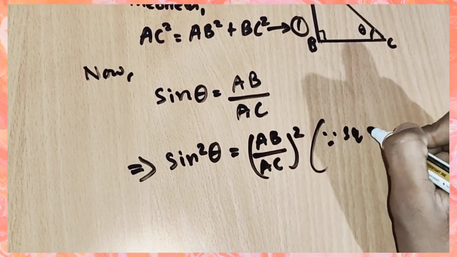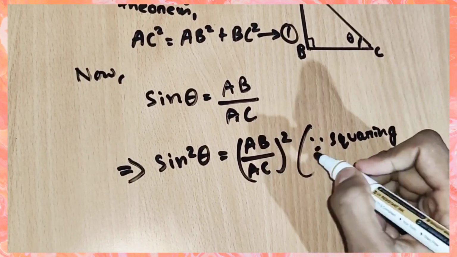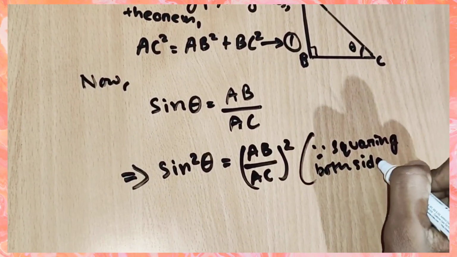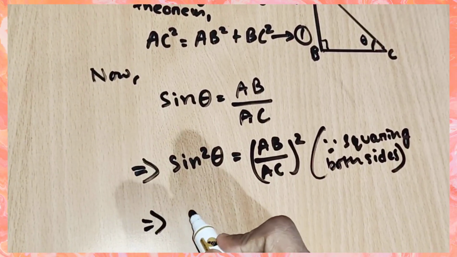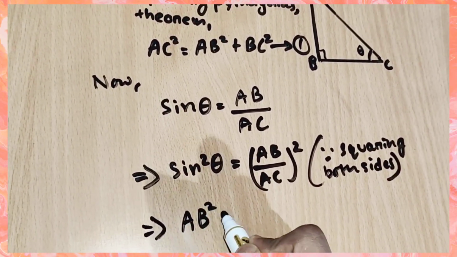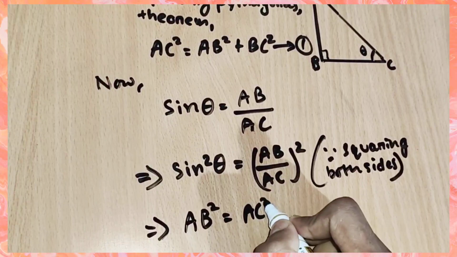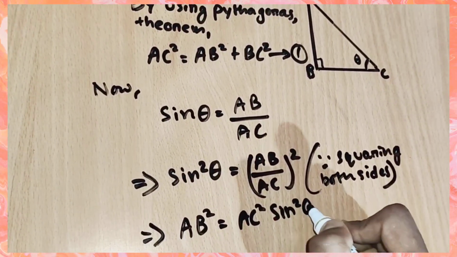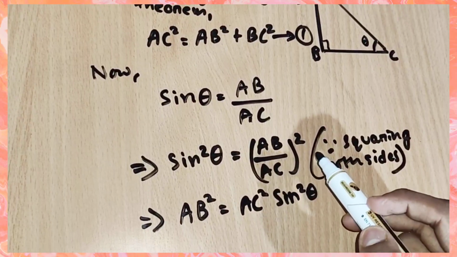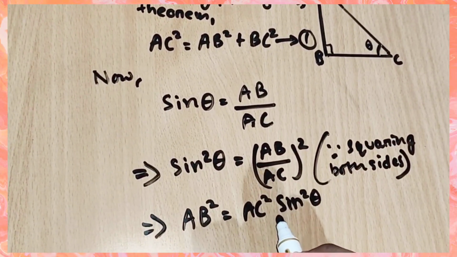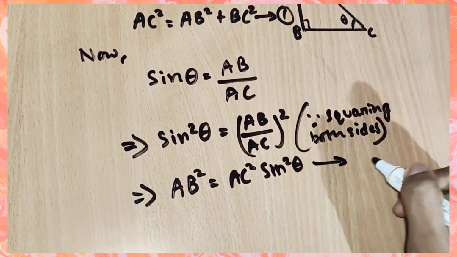Squaring both sides and breaking the power, AB square is equal to AC square sin²theta. After breaking the power, AB square and AC square will come separately, and we can write AB square is equal to AC square sin²theta. Let's take it as equation number 2.